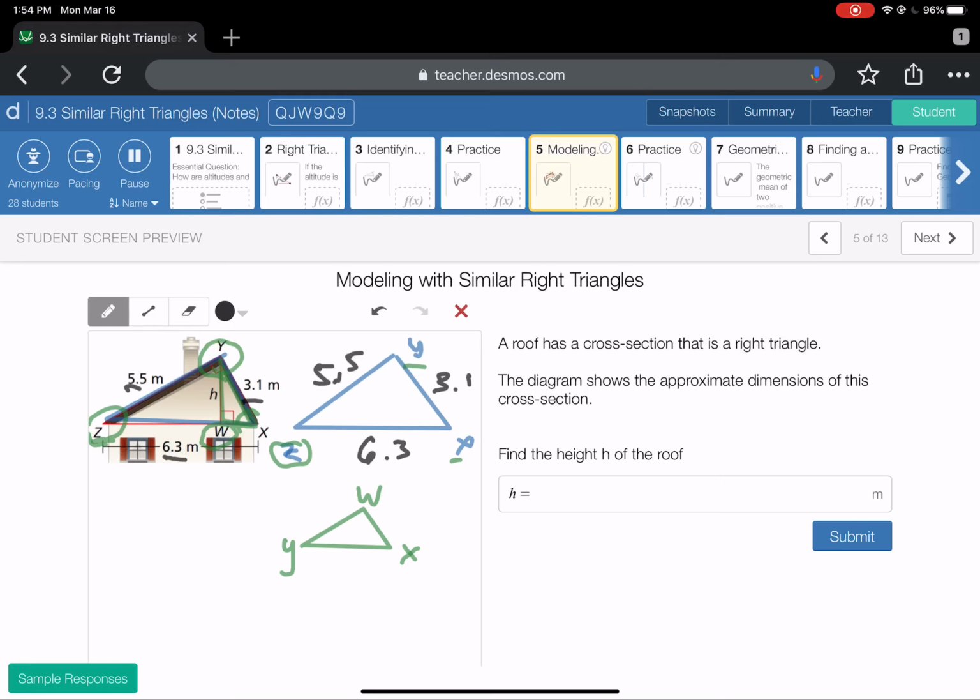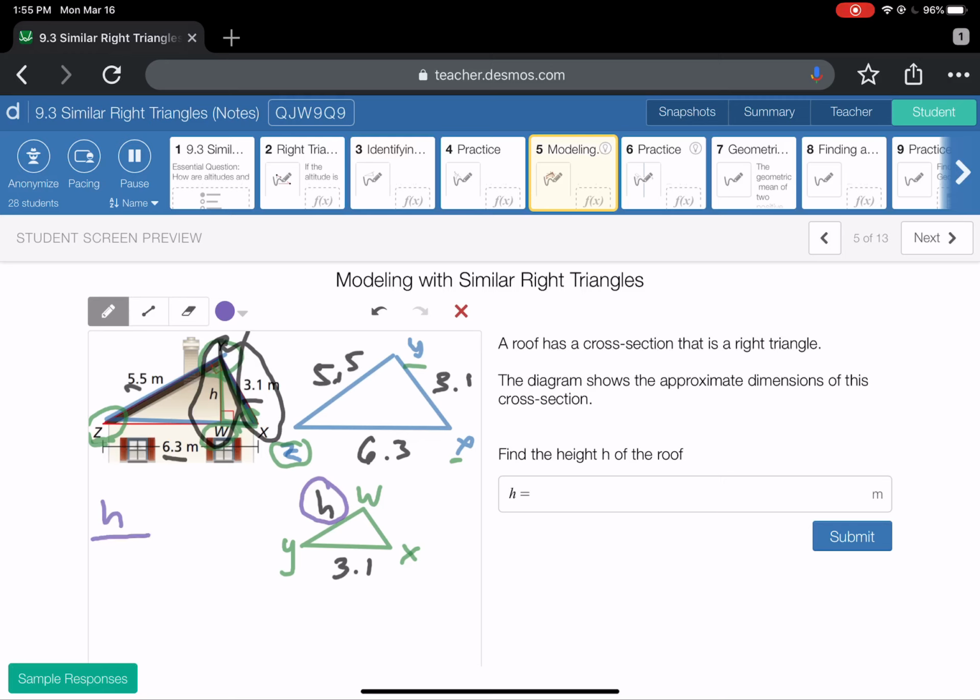Okay, next we're going to go ahead and label just like we did up at the top with the numbers and values that are corresponding. So between Y and X, it looks like I had a 3.1. And then between Y and W, there's an H. This is going to give us enough information for us to set up a proportion of similarity. So we need to find the value of H. So I'm going to set up a proportion with H between our 2 triangles.